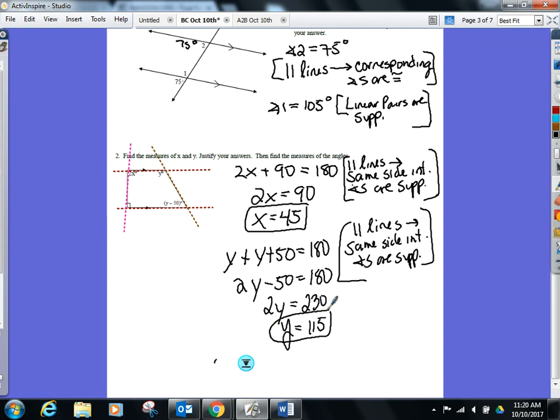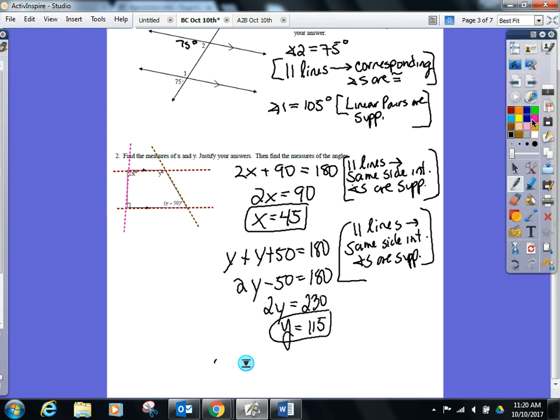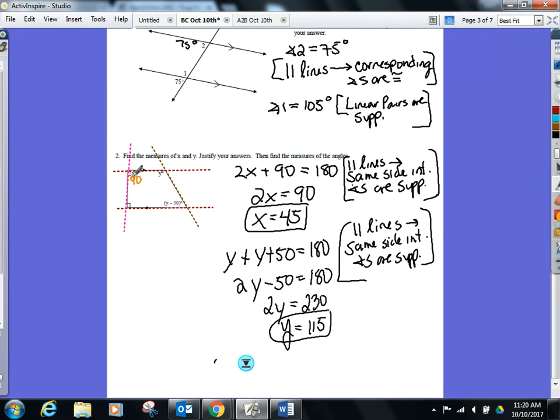Okay. Last part, find the measures of the angles now. So go back, plug and chug. So here we go. This 2x angle is going to be 90. It was 45 degrees, so 2 times 45. So that's 90 degrees. Y is going to be 115. And what about for my angle down here? Y minus 50. That angle will be 60, 75, I'm hearing?